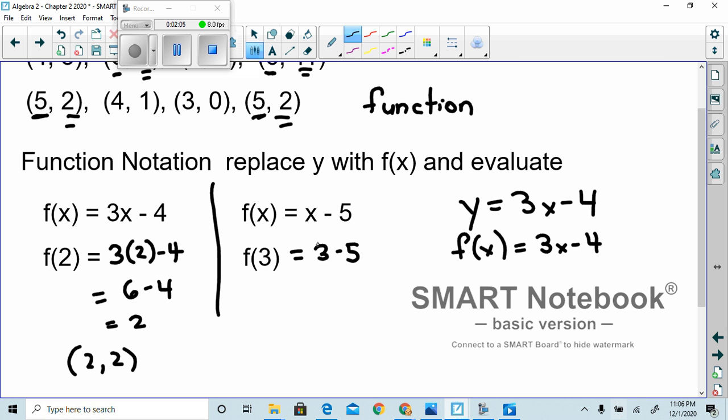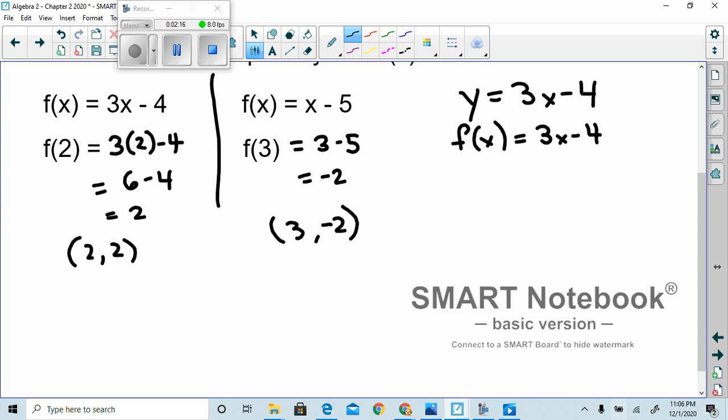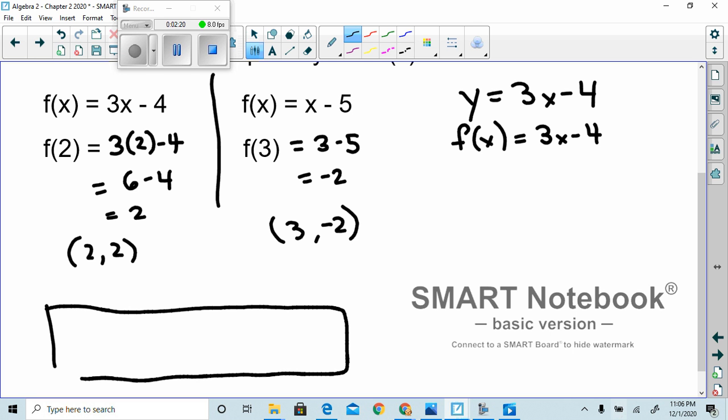In this one, I'm inputting 3. Add the opposite. So when I input 3, I output 2. This replaces doing that whole table of values. And you had one of these on your assessment review last night.